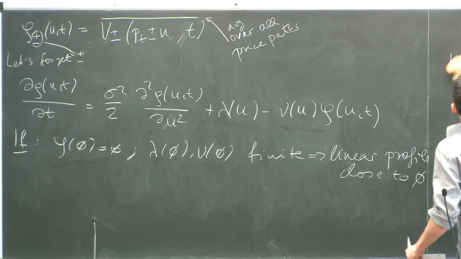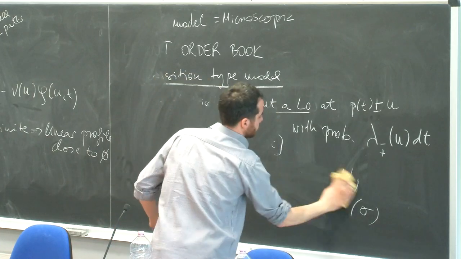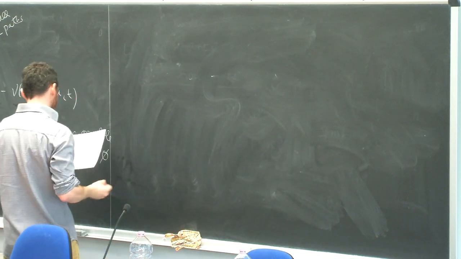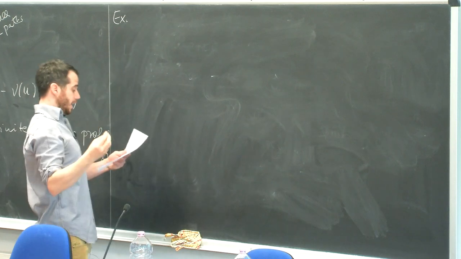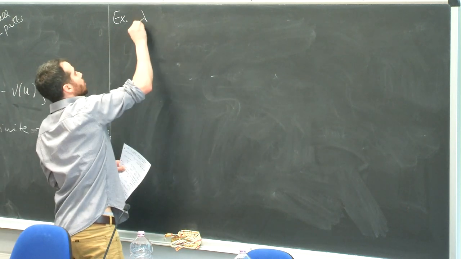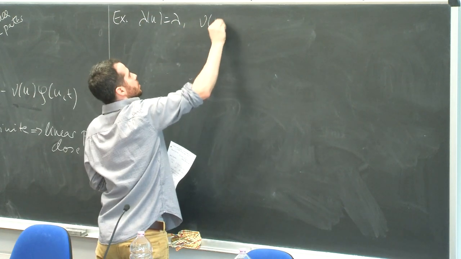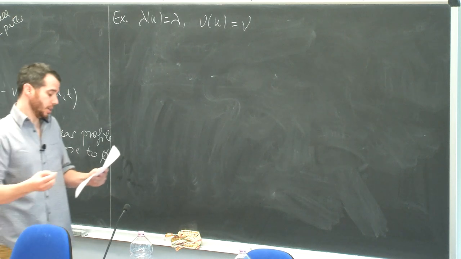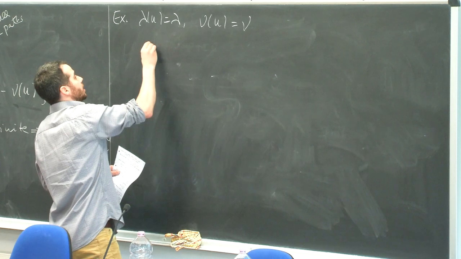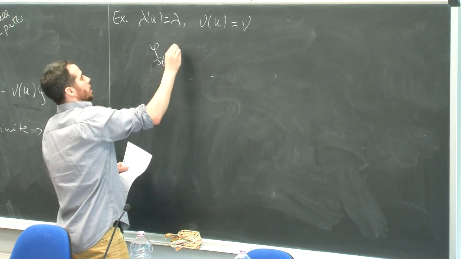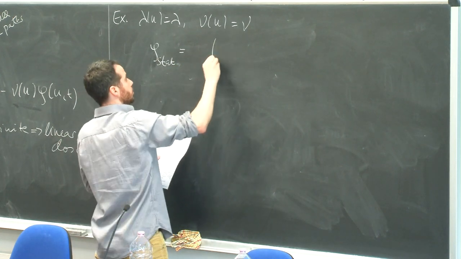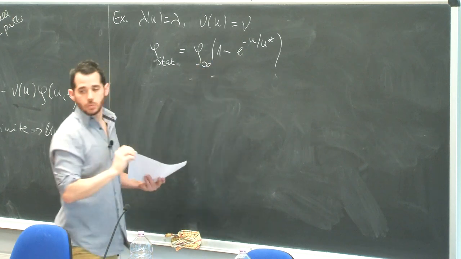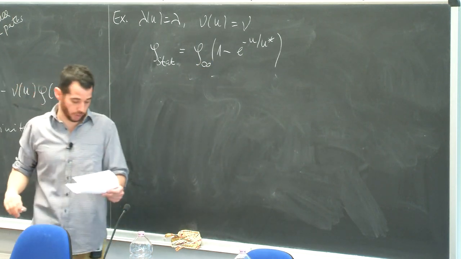But actually, let's say, as an example, you remove most of the dependence. You say that lambda of u is lambda, nu of u is nu, so nothing depends on the distance. It's actually not super realistic, but even in this case, you can solve this equation, and you will get that rho, the stationary shape of the book, will be something like this. Some shape like this. So this is the solution of this. If you put it in, you find it.